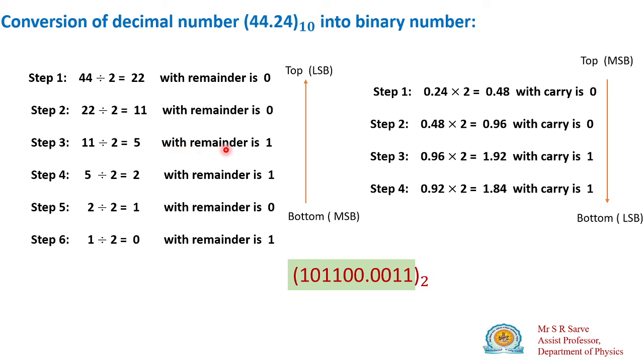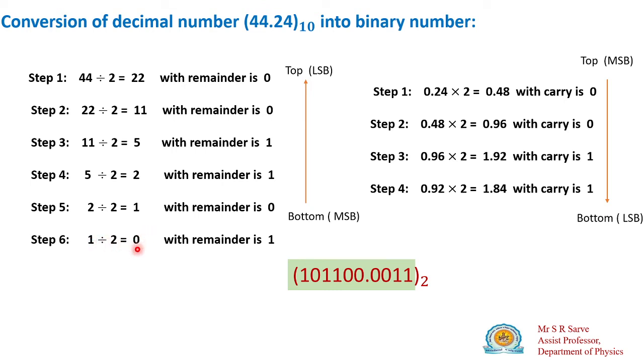What is the remainder? 5 means the remainder is 1. Then 5 divided by 2 means the quotient will be 2 and the remainder will be 1. Then 2 is the quotient; 2 divided by 2 means the quotient is 1 and the remainder will be 0. Then again this quotient 1 is divided by 2. 1 divided by 2 will give 0.